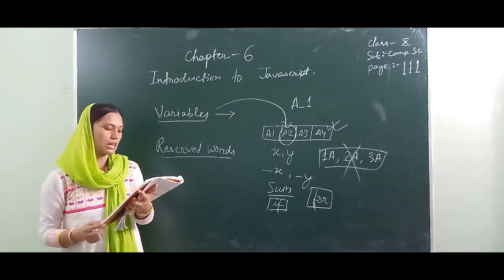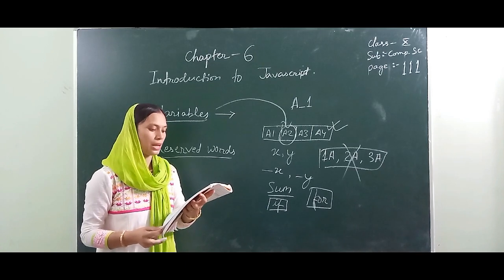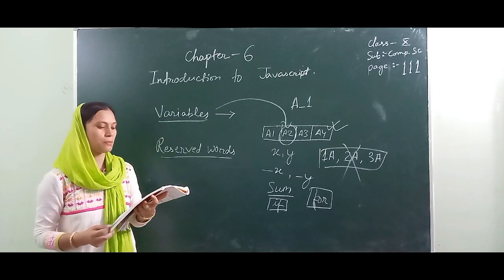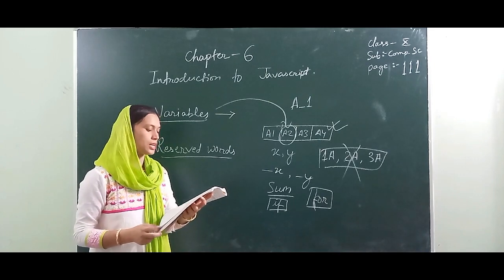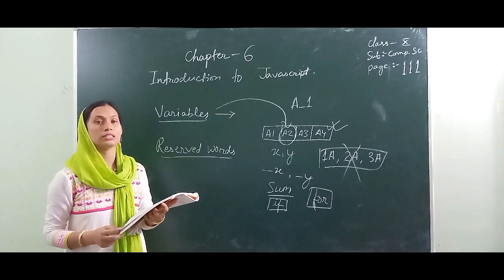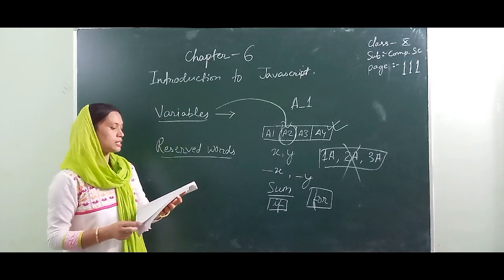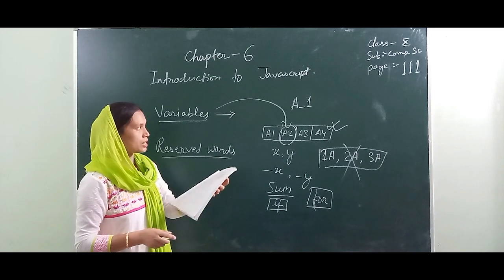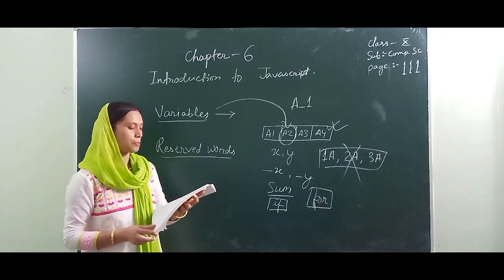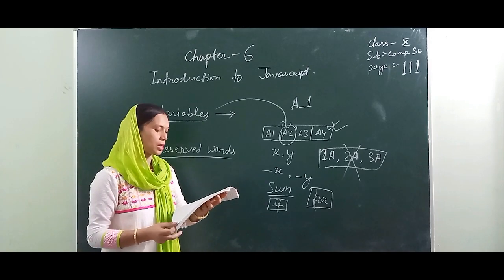Next point, JavaScript is case sensitive. For example, a name written in small letters, a name written in capital letters, or a name written in mixed letters are all different. Same as your XML, here in JavaScript also it is case sensitive. So names written in small letters, capital letters and mixed letters are considered different variables.